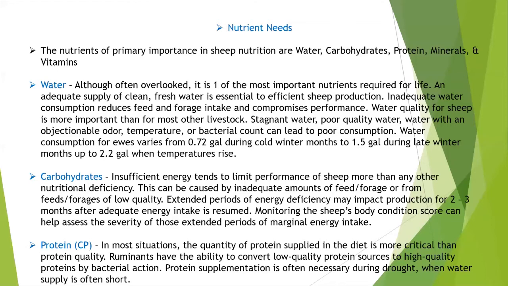Carbohydrates, these are your energy, and insufficient energy leads to poor performance in sheep and goats, more than any other nutritional deficiency. Could be caused by inadequate amounts of feed or forage, or low quality feed and forage. Extended periods of energy deficiency may impact production for 2 to 3 months after adequate energy intake is resumed.